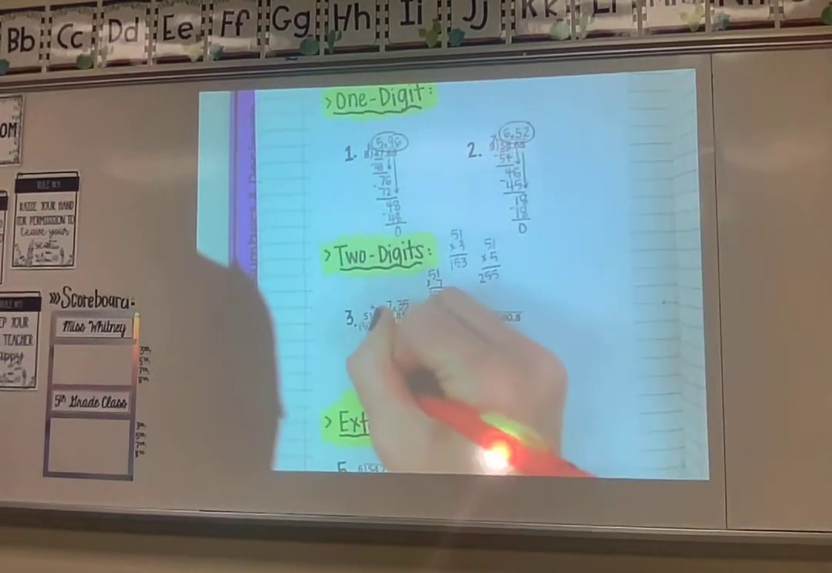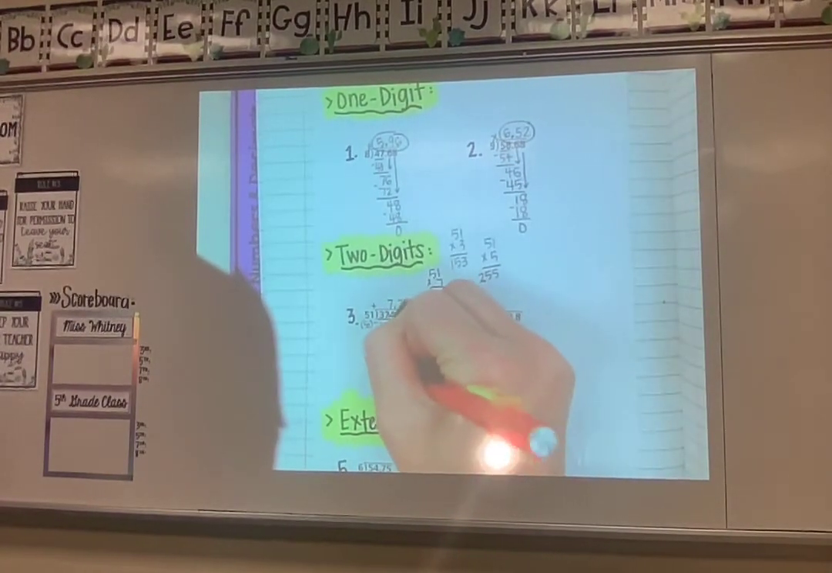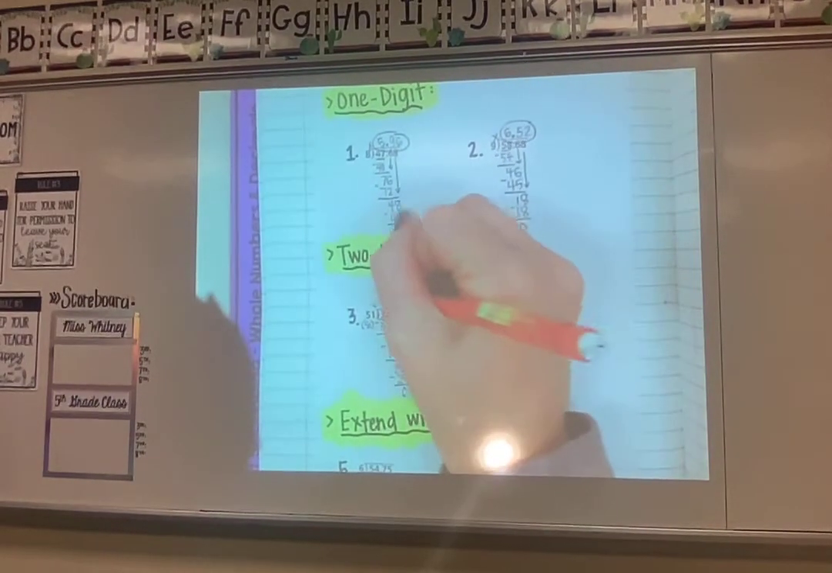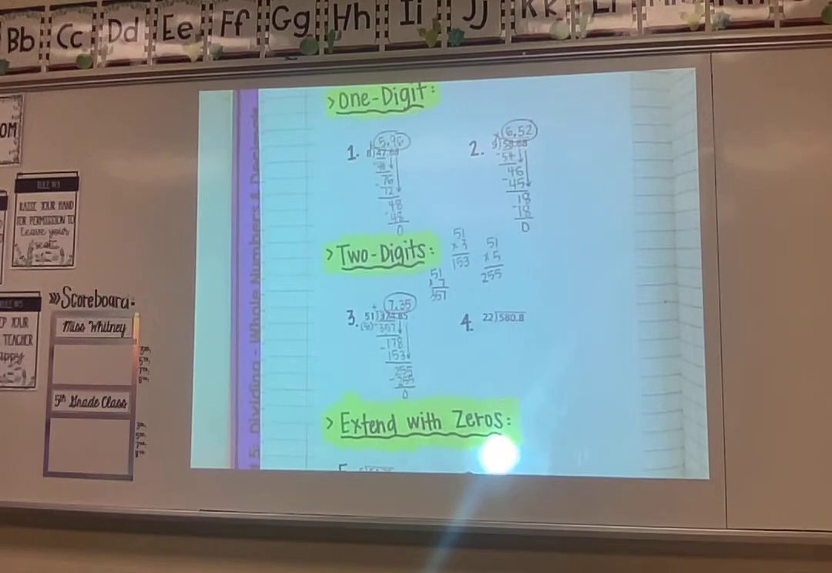And that is 255, which is exactly what I wanted because I know I can't get a remainder. This has to end in a 0. So my answer is 7.35.